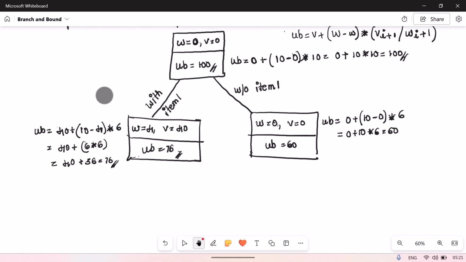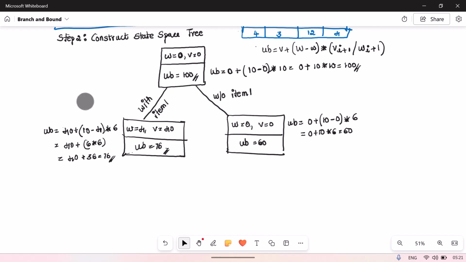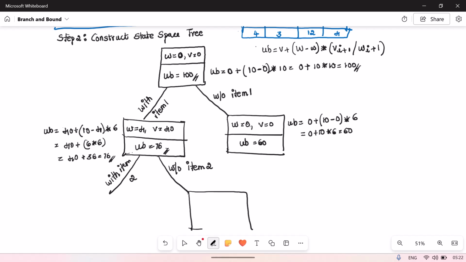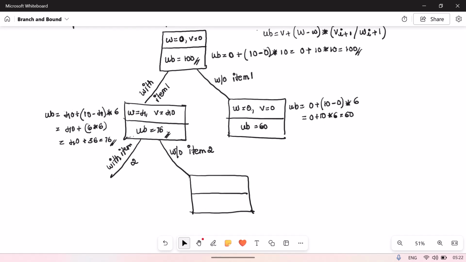So here, in this case, I will choose the path with the highest value and prune the other one. So without item 1, I will prune it. So I will go ahead with this path. Here again, I will try to find with the item 2, now next item, right? So with the item 2 and without item 2. So this one, I think you are now able to understand. Without means what? Without means I don't have to include item 2.